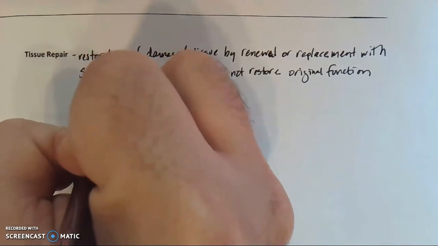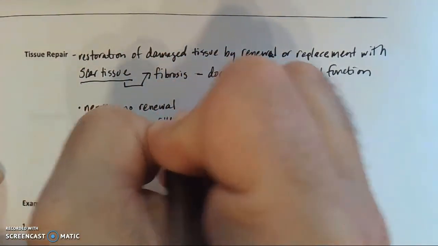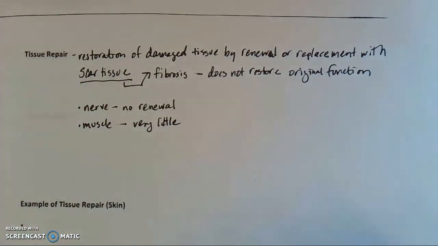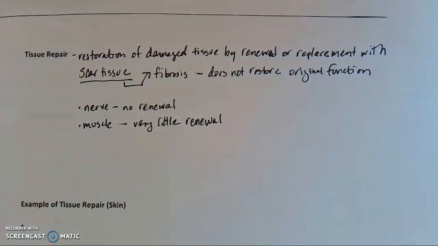Muscles, very little. So if a muscle is damaged, there can be some renewal of that tissue, but not on a big scale. And that's especially true in a muscle infarction, which is where blood flow is cut off and the muscle tissue dies. It's usually replaced with scar tissue that cannot contract. So people have a lot of issues with movement and pain.